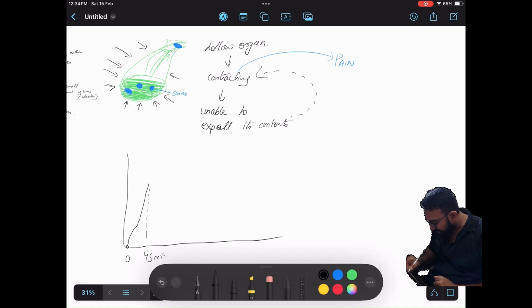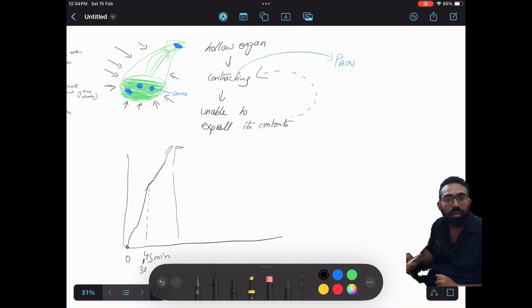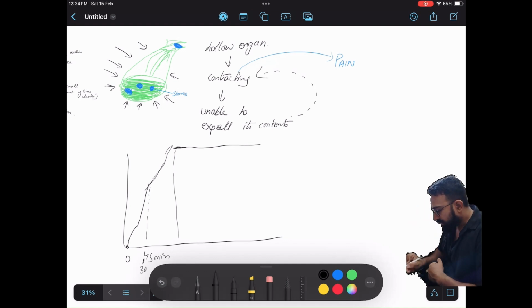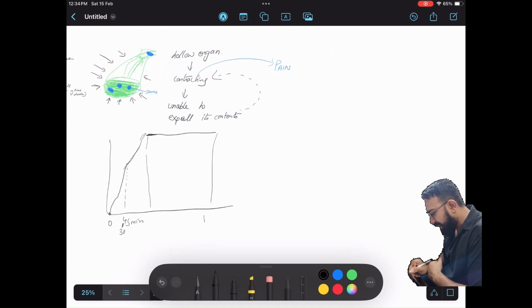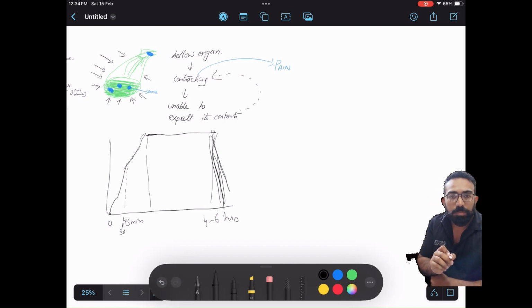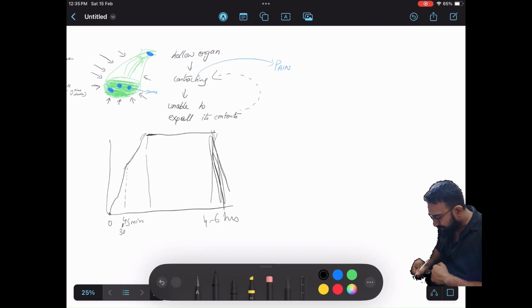30 to 45 minutes, the pain starts. The pain increases in intensity. After a while, it plateaus. It does not increase in intensity and it goes away. And this is very important. It goes away by 4 to 6 hours, max by 4 to 6 hours. After 4 to 6 hours, you don't see any pain.